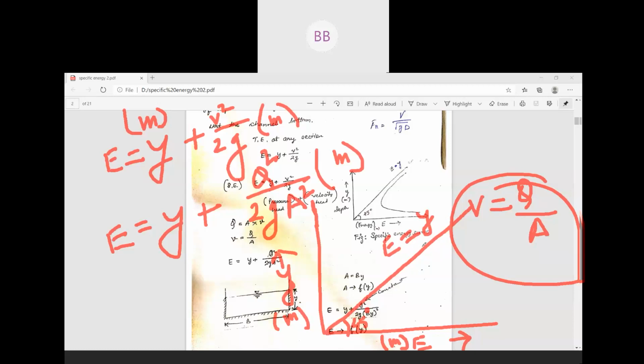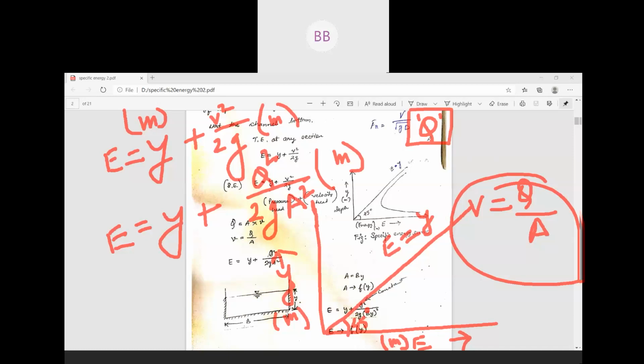Now we all know in open channel flow, first we measure the discharge. For that particular discharge we design the canal. For that particular discharge, what will be the specific energy also depends on the discharge. So what we do, we will consider this discharge as constant, so that for a particular discharge we can find your specific energy curve.